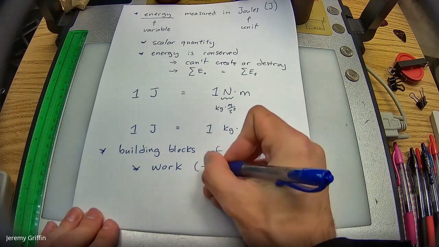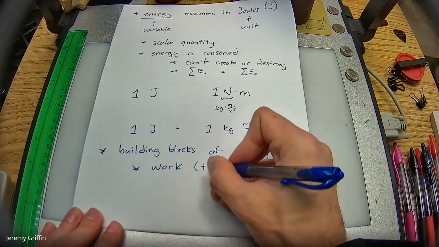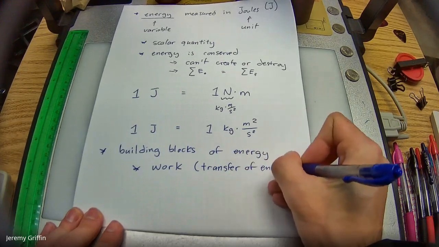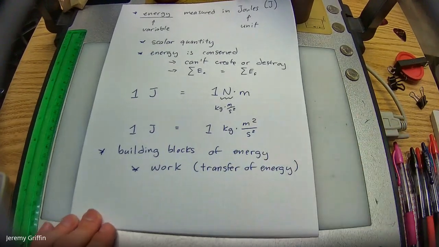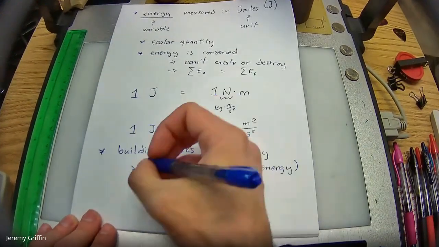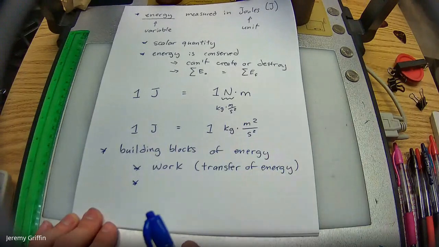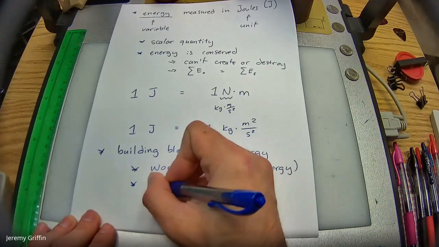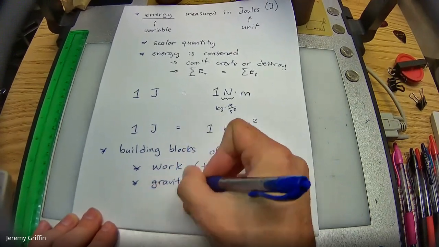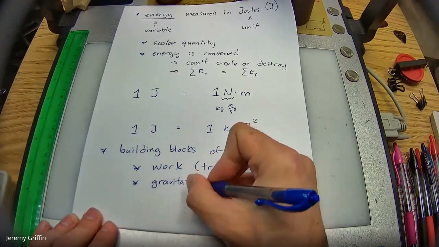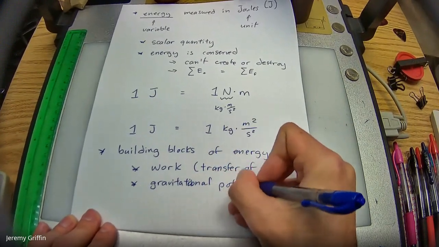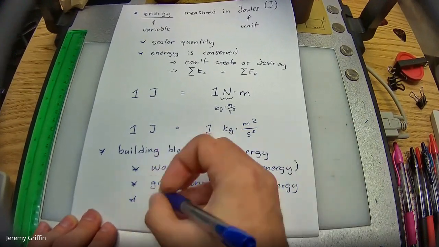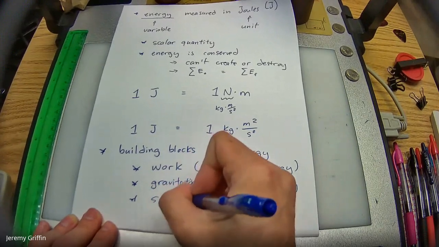I'm going to call it work. Now, work is not really a form of energy so much as it's a transfer of energy. Maybe from one object to another object, maybe from one system to another system. Okay. It's going to have a formula associated with it, but we'll hit that in the notes pretty soon. Okay. After I talk about work, I can tell you guys about gravitational potential energy. I'll tell you guys about spring potential energy.